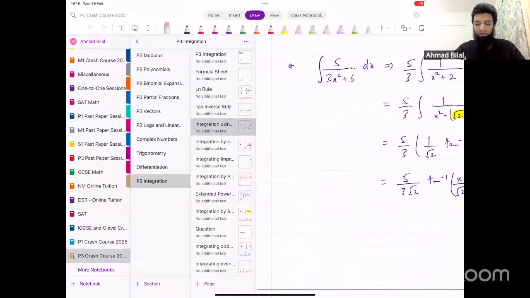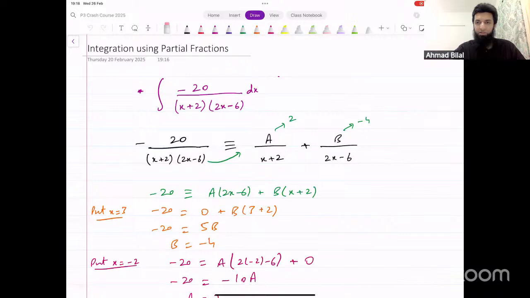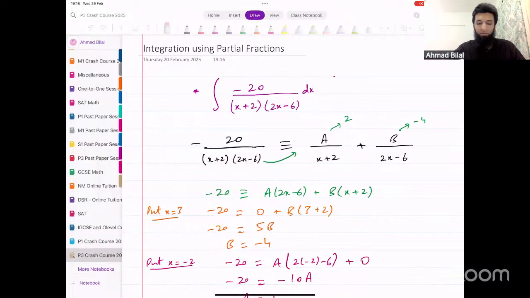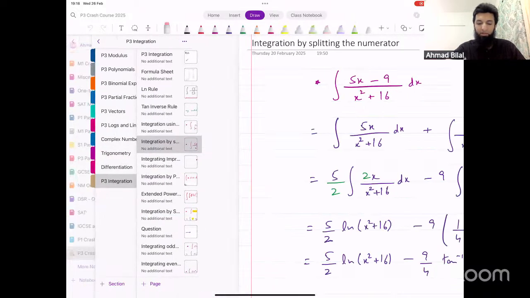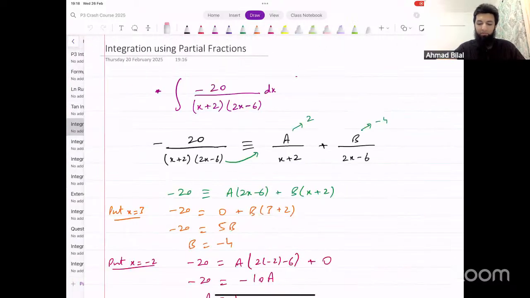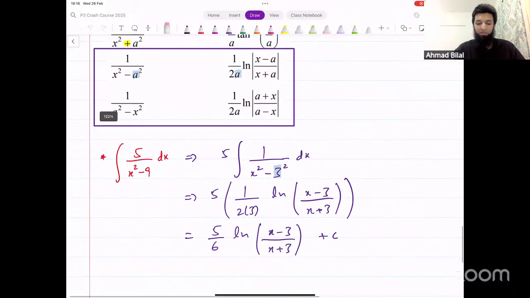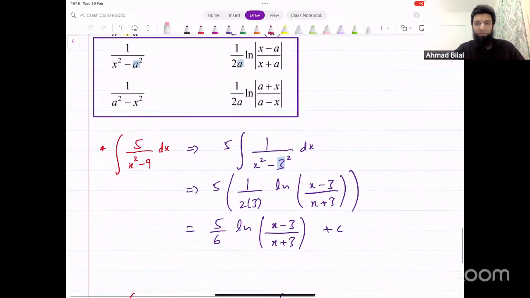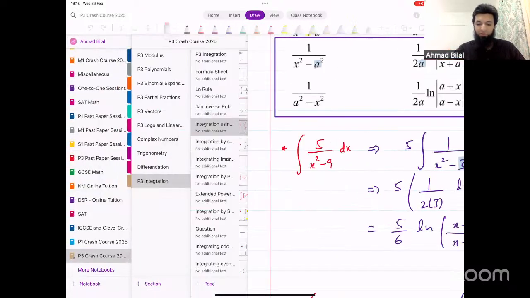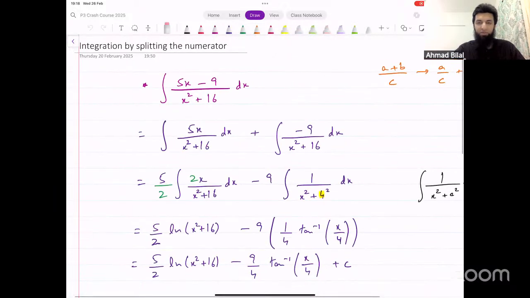And then integration using partial fractions when you have factors in the denominator. In that we had two specific other forms as well that are directly given in the formula sheet. These two forms: when you have x squared minus a squared, or a squared minus x squared in the denominator, you can write down their integrals directly from the formula sheet. That's what we did. And then integration by splitting the numerator.